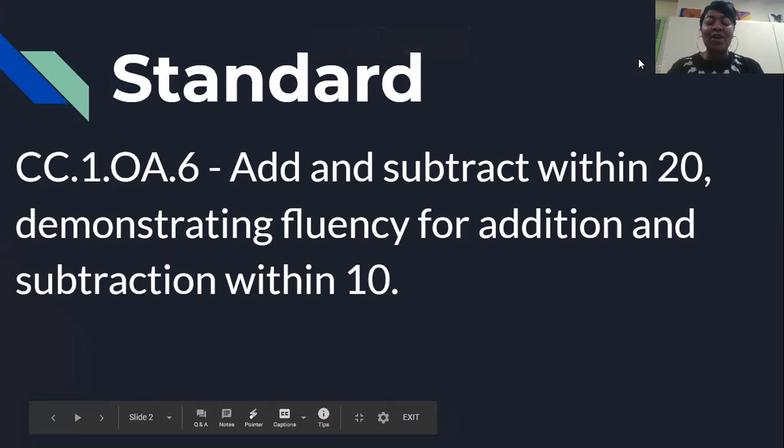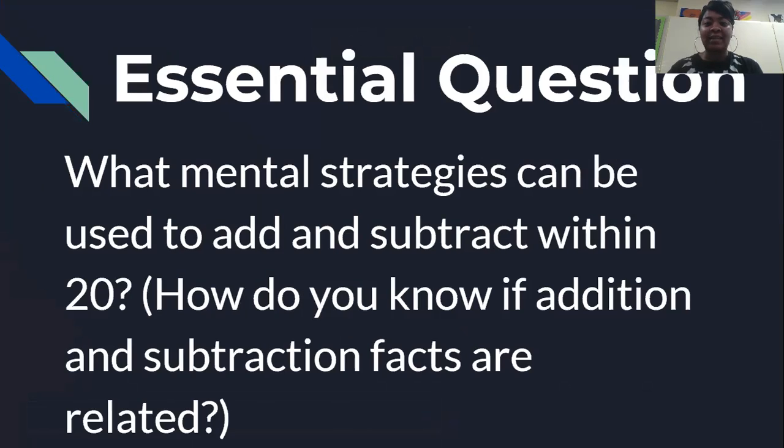Our standard is 1.OA.6, add and subtract within 20, demonstrating fluency for addition and subtraction within 10. Our essential question is, what mental strategies can be used to add and subtract within 20? How do you know if addition and subtraction facts are related?